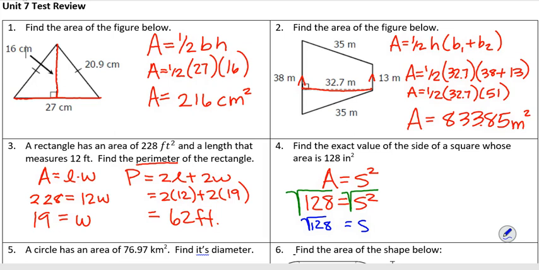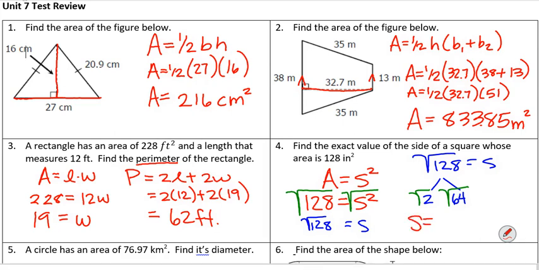So I'm going to move this over here, and we're going to work with it here. So the square root of 128 is equal to s. So now we need to factor this. I know that 128 is an even number, so I'm going to start with the 2 here. So I know that 2 is a factor of 128, and if I divide 2 into 128, I get 64. Well, I know that 64 is a perfect square. So what I'm going to do now is I'm going to take the square root of both of these, and the one that can be simplified is the square root of 64. So our answer for our side is going to be 8 square root of 2, because again, the square root of 64 is 8.